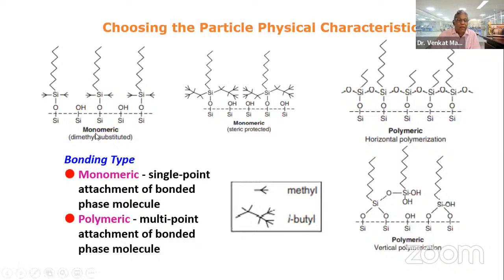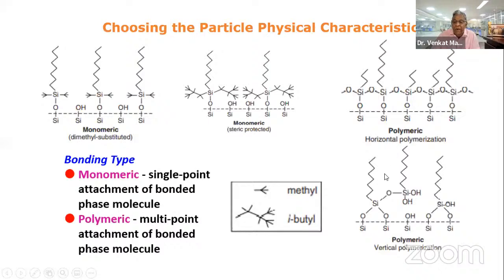Very quickly, if you look at this picture, this is a bonded type. It's a monomeric column. I can have a silica here where I can attach all the silica with the C18, everything is attached here. In a monomeric sterically protected column, there is diisobutyl. It is nothing but more than one functional group attached.